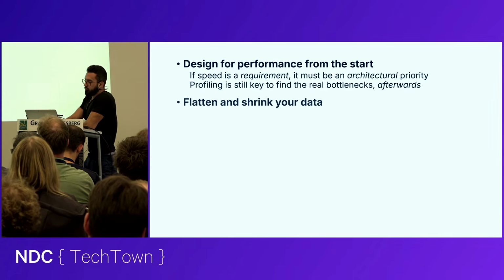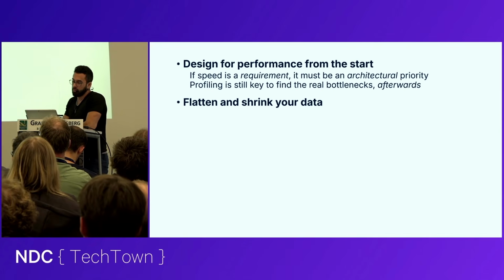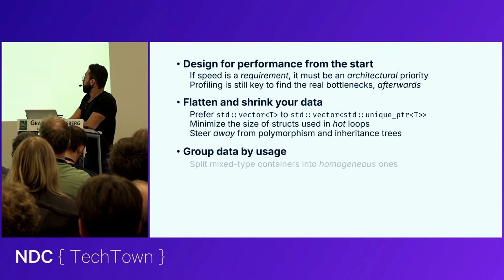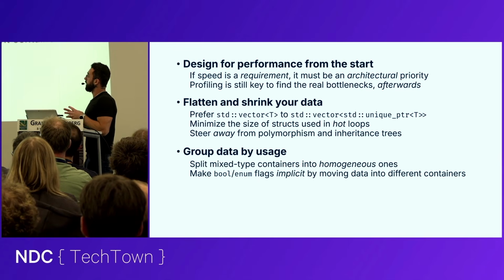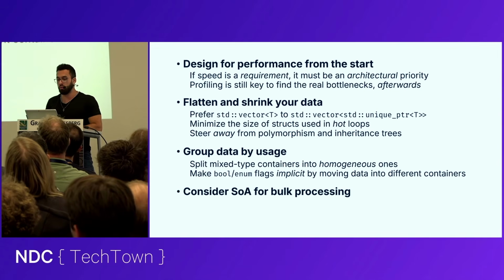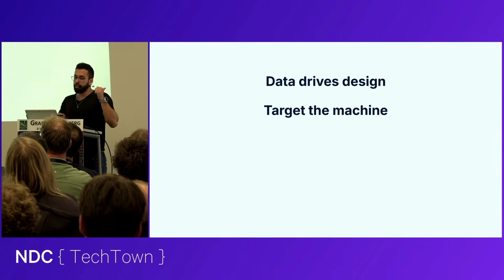Okay, so I'm not going to bother much with this, just a few things. If performance is a requirement, it should be part of your design. It's not premature optimization. Flatten and shrink your data. Computers like that. Group data by usage instead of Boolean flags and enums inside your types. Have more containers. Group it beforehand. And SOA might be useful if you need bulk processing. In general, data drives design.